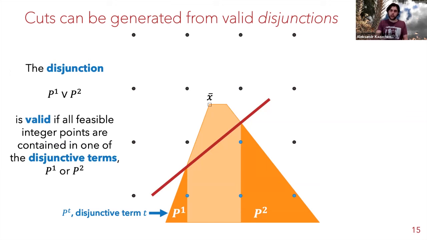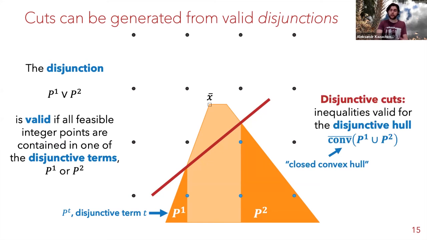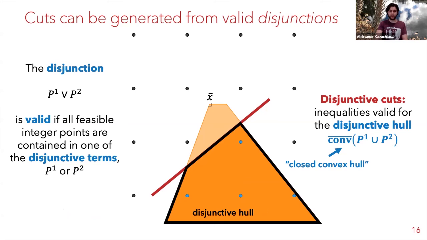And then a disjunction is called valid if, when you take that disjunction, all integer feasible solutions are contained in at least one of those terms. Then a disjunctive cut is simply an inequality that is valid for the disjunctive hull, which means it does not cut away any point of the disjunctive hull. We will denote that by the closed convex hull of P1 through P capital T if we have T terms. This is what the disjunctive hull looks like. As you can see, it's yet another relaxation of the integer programming hull.